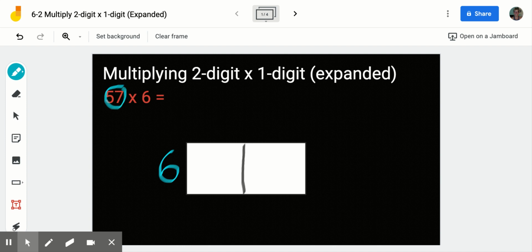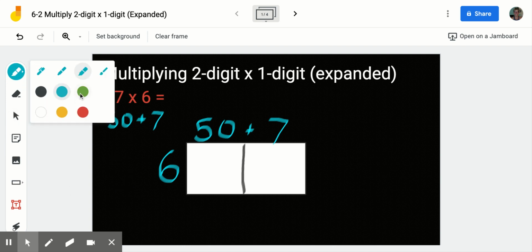If I look at this number closely, I want to think about breaking 57 into expanded form. And that would be 50 plus 7. And that equals 57. So now I'm going to take this 50 and put it on the top of the box, and I'm going to take this 7 and put it over here. So I broke up my 50 plus my 7 and put it on the top of the box.